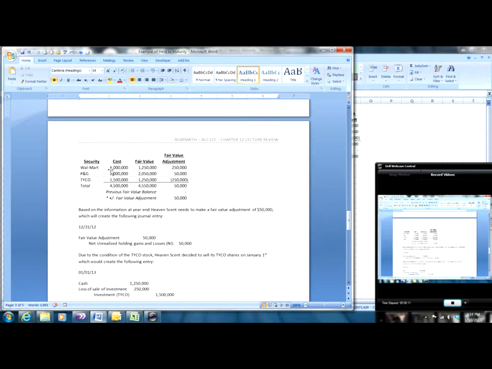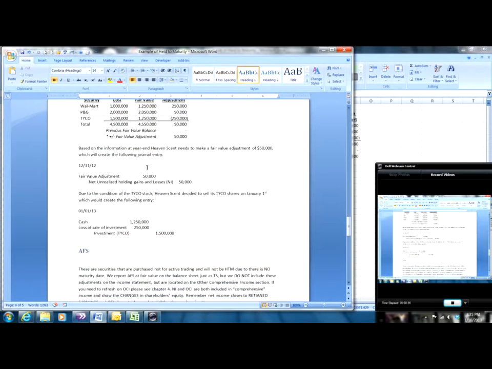Here's the adjustment. So this went up $250,000. Procter & Gamble went up $50,000, and Tyco actually decreased $250,000. So our net fair value is going to be $50,000. So we didn't have anything else in the account, and now we're going to make a $50,000 adjustment to fair value, a positive adjustment. So based on the information that you're given, Heavenson needs to make a fair value adjustment of $50,000, creating this entry here. Okay.